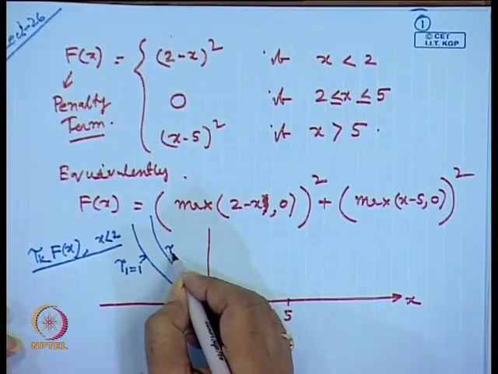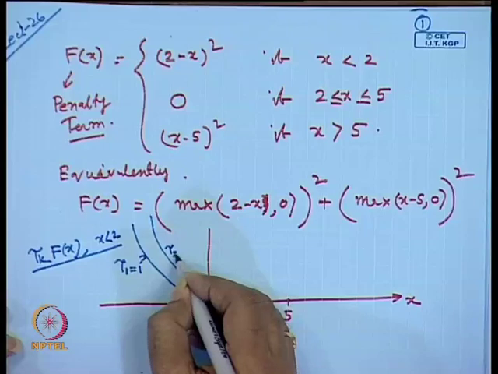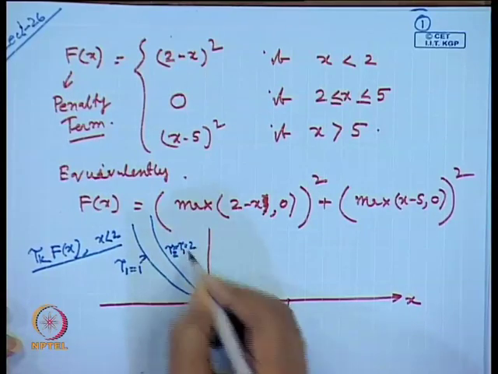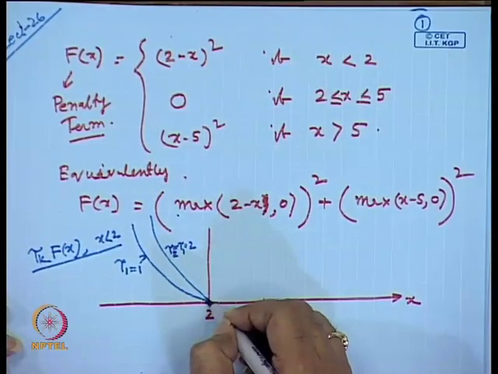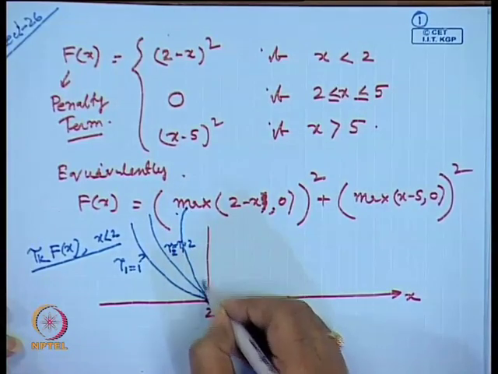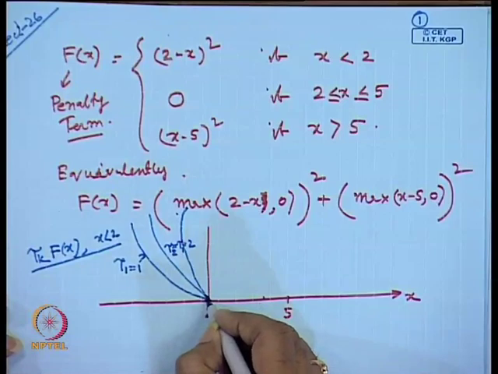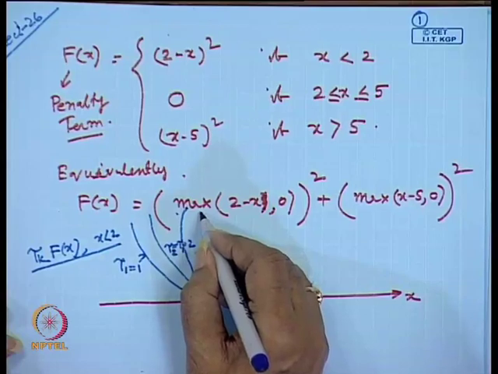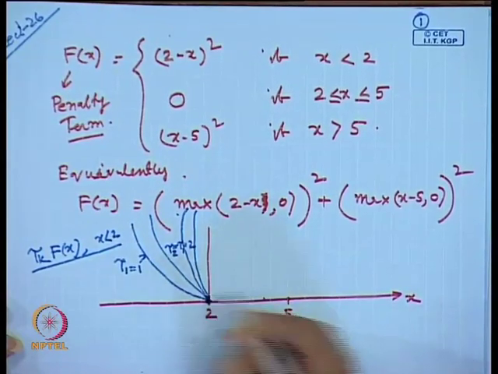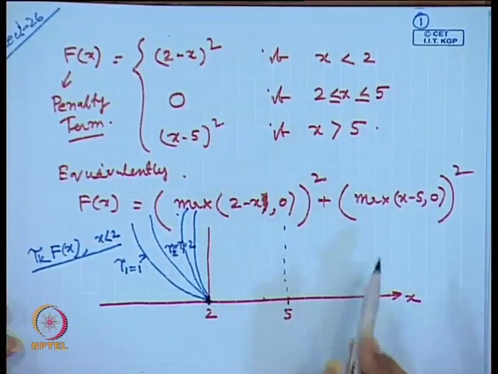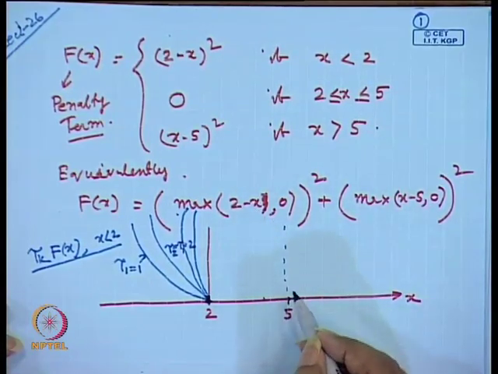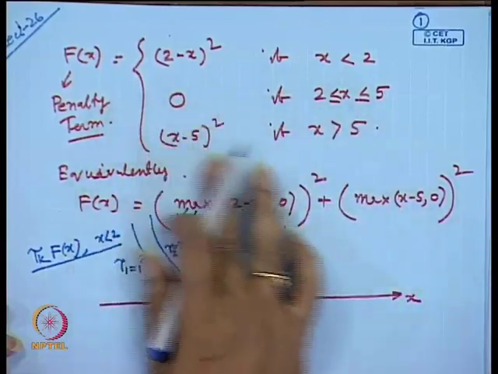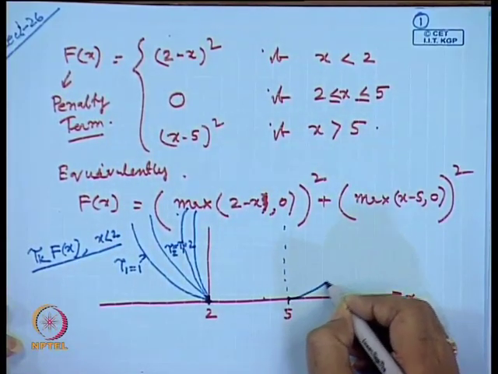This is tau 2 equal to 2. Similarly, if you go on increasing, it will be like this. Ultimately, when tau is infinity, near about this point it will have infinite values, so it will be like this. Similarly, when x is equal to 5, this is 0, and when x is greater than 5, that is not in the feasible region, it will go like this.